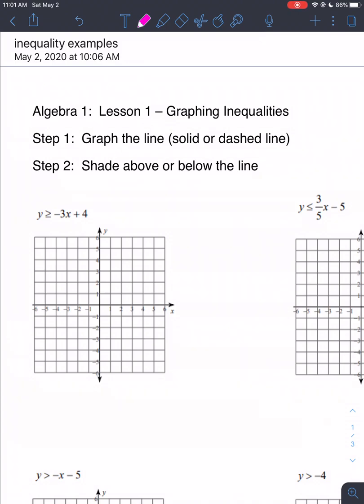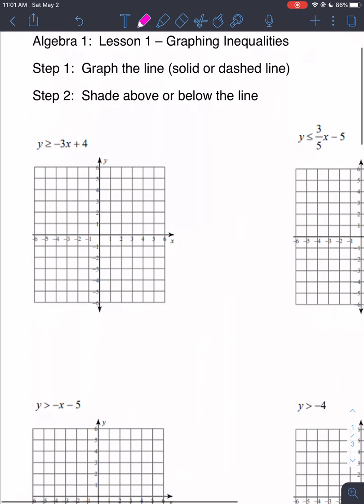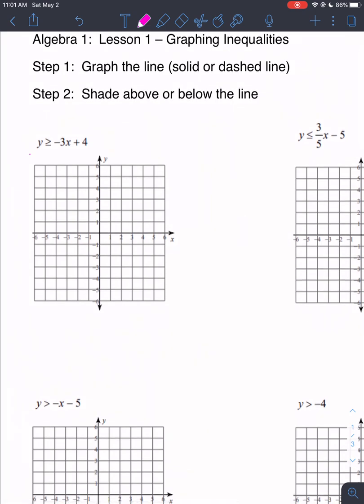This is Algebra 1, Lesson 1 on graphing inequalities. We've studied how to solve inequalities. Now let's go ahead and practice graphing them. The first example, we're lucky, it's in y equals mx plus b format. And we know how to graph that.